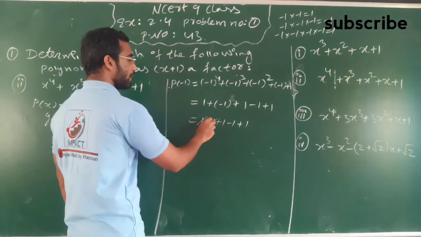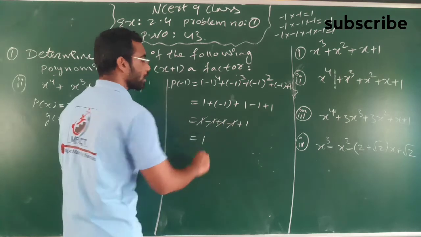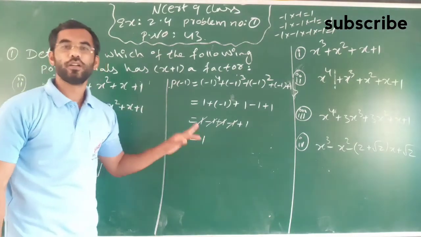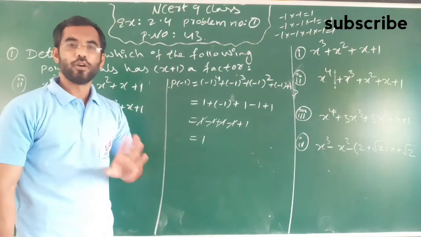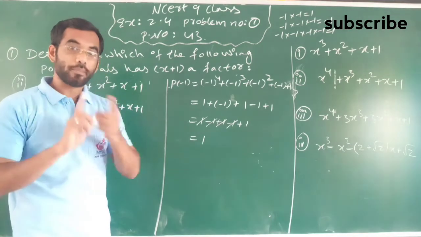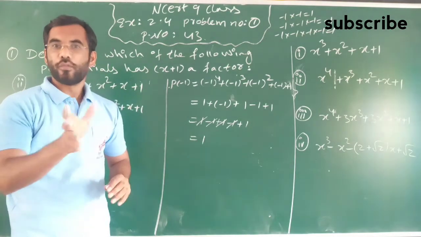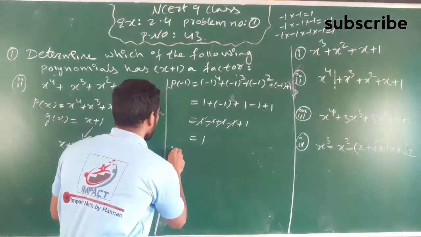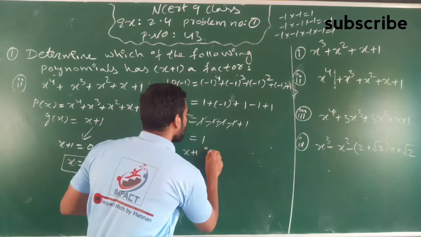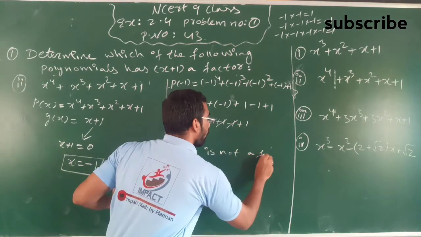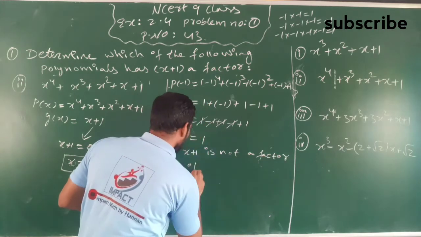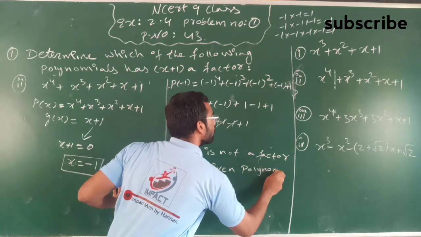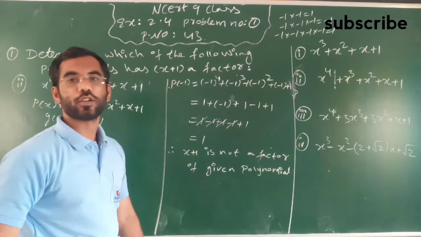Now plus 1 minus 1 plus 1 minus 1 cancel. What remains? 1. Now tell me whether we are getting 0, so is it a factor of the given polynomial? No, because the remainder is 1. If the remainder is 0, then only we can say it is a factor of the given polynomial. Here the remainder is 1, so it is not a factor of the given polynomial. Therefore, x plus 1 is not a factor of the given polynomial.